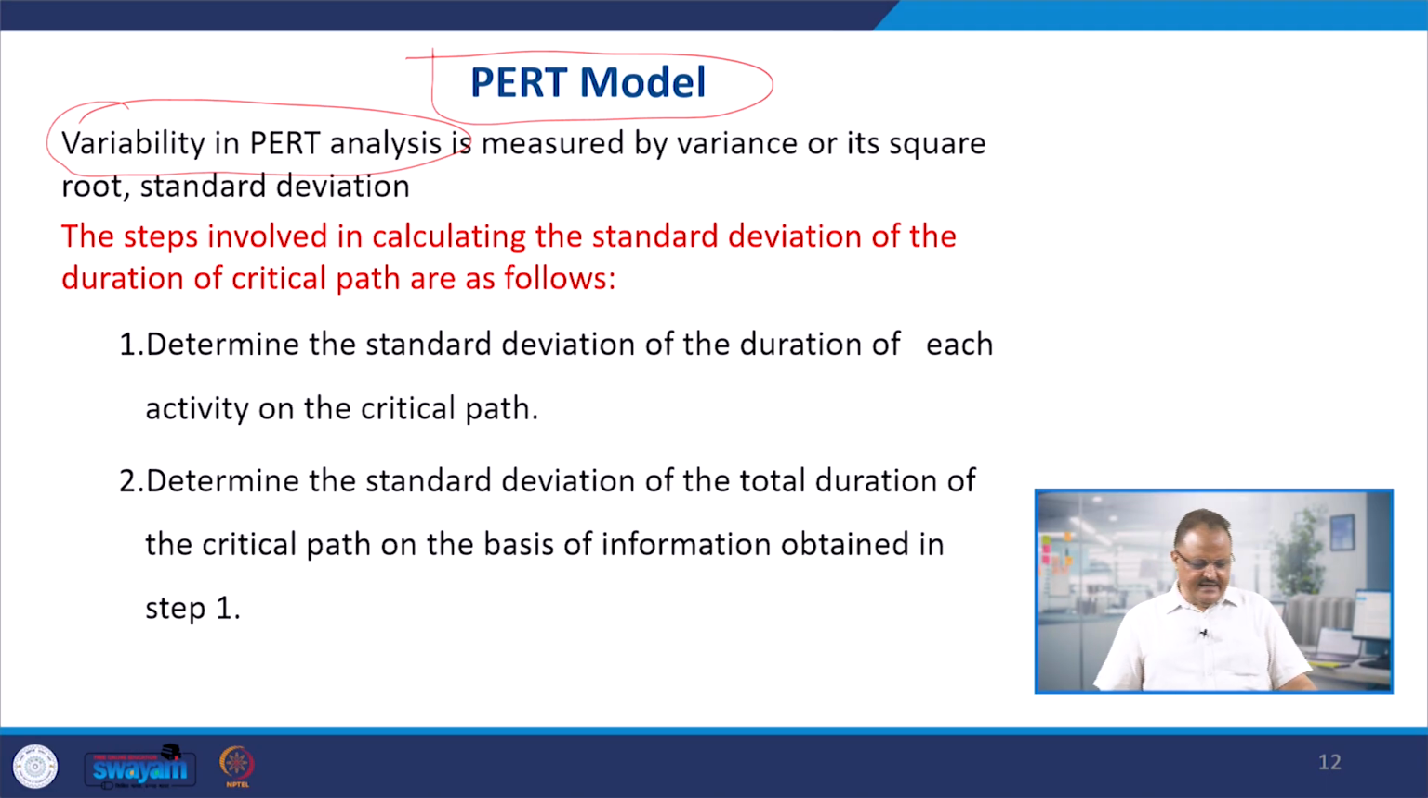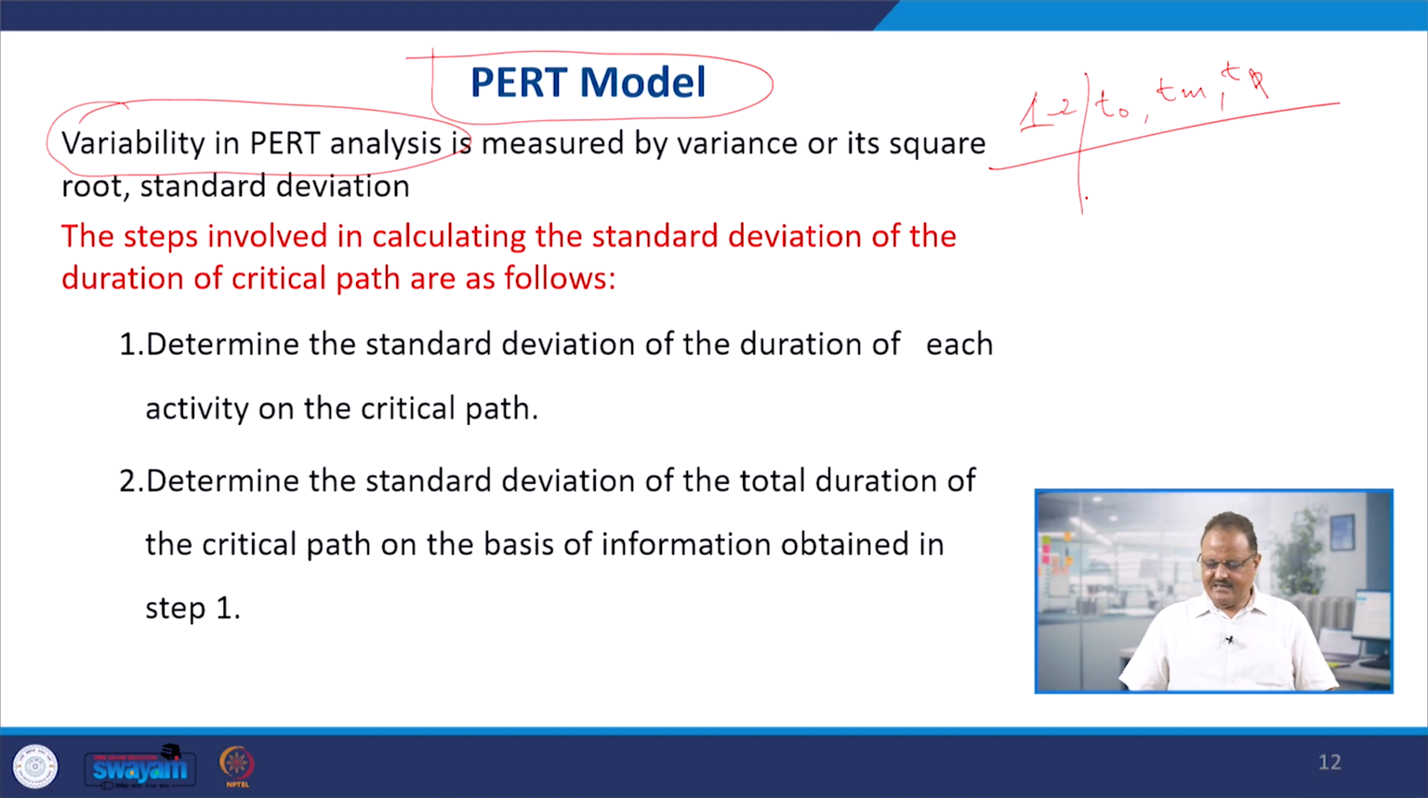And if you calculate the standard deviation of the different time periods of the different activities, right? For example, you have the 3 time estimates of activity number 1. There is activity number 1 and you have 3 estimates, that is TO, or it can be TM, or it can be TP. Or you call it activity 1 to 2. So for this activity, we have the 3 estimates, TO, TM and TP.